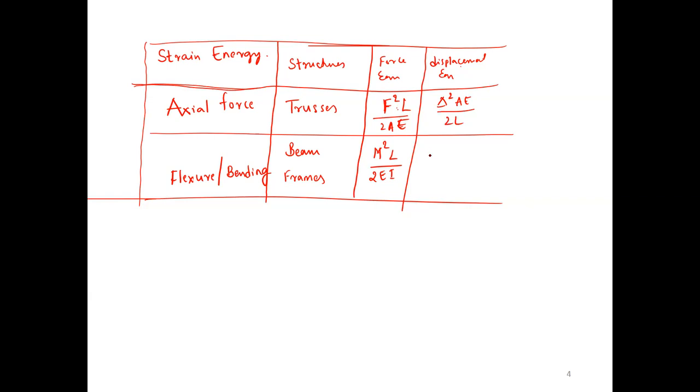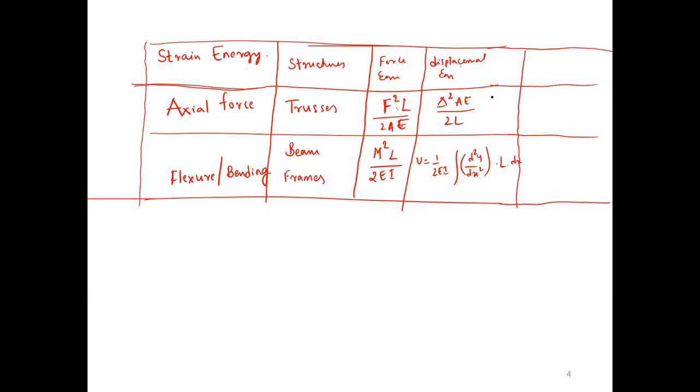What is the displacement equation? If second order is needed, U equals 1/2EI outside, integral from 0 to L of second order B square Y by dx square L into dx. That is pure displacement. Now if you want it for structures.